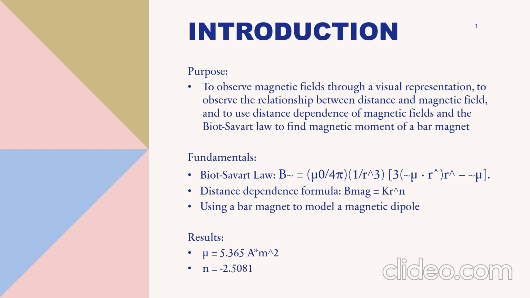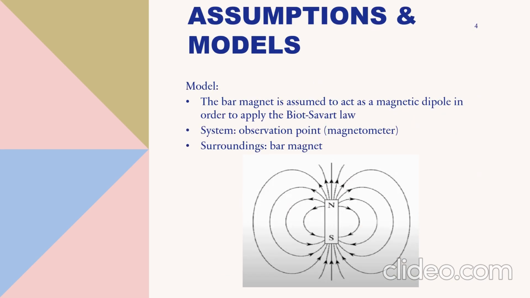Fundamentals include the Biot-Savart law, written out here, the distance dependence formula, also written out here, and using a bar magnet to model a magnetic dipole. A preview of the results: mu, the magnetic dipole moment, was found to be 5.365, and the value of n was negative 2.5081.